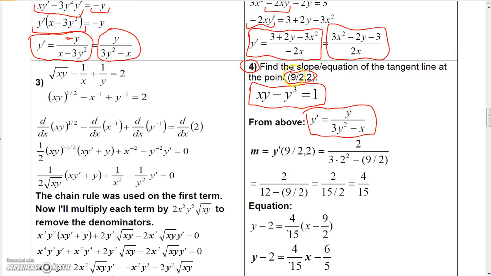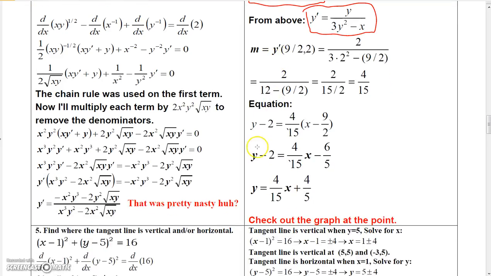I know the point is (9/2, 2), so now I can get the equation, using the point-slope form. So take y minus 2 equals 4/15 times x minus 9/2, and then distribute that, and you get 4/15 x minus 6/5, then add 2, and you get 4/15 x plus 4/5 for the tangent line.